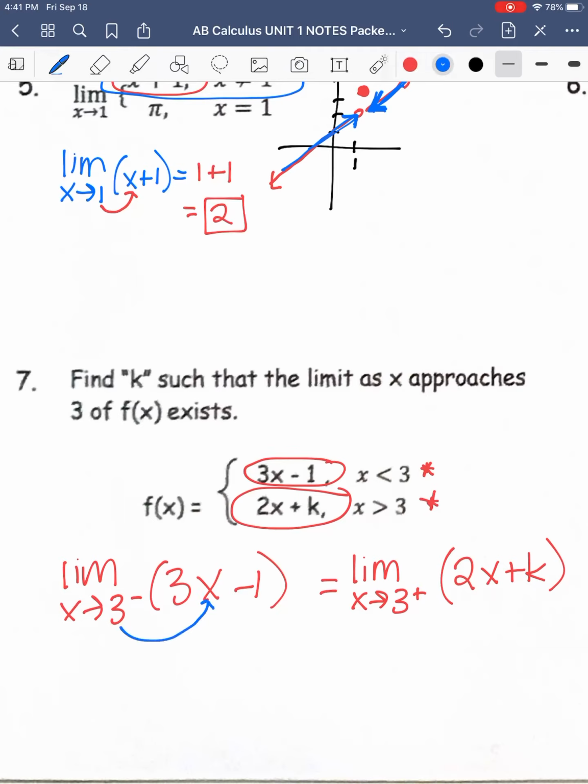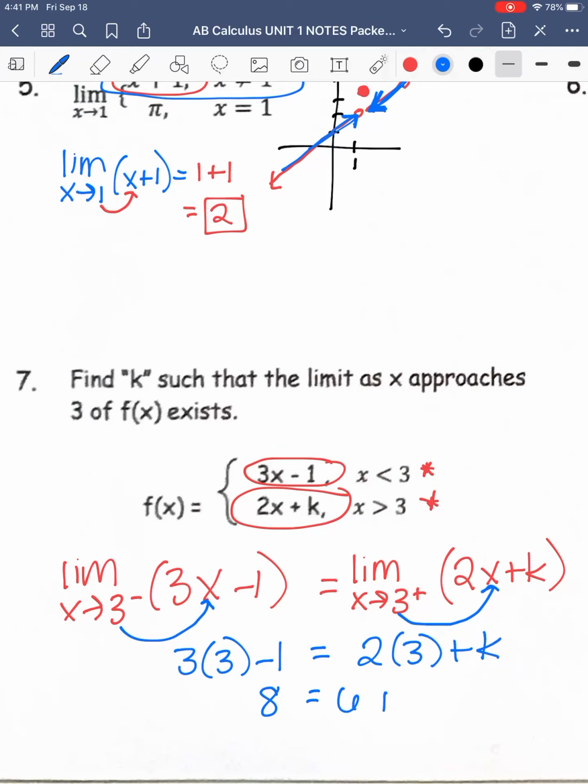And these limits have to be equal to each other. So to find the limit, I'm just going to sub 3 in. So 3 times 3 minus 1, 9 minus 1, I get 8, needs to be equal to the limit over here when I plug 3 in. So 2 times 3 plus k, we still have a k, 6 plus k. And then all we have to do, remember the directions said find k, so our goal is just to find k. If I subtract 6 from both sides, I get that k equals 2.